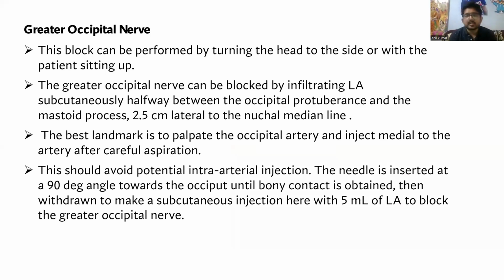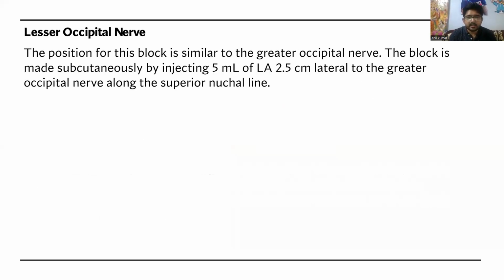The greater occipital nerve and lesser occipital nerve supply the posterior aspect of the skull. The greater occipital nerve block can be performed by turning the head to the side or making the patient sit up. It can be blocked by infiltrating local anesthesia subcutaneously. So the best landmark you can see here.